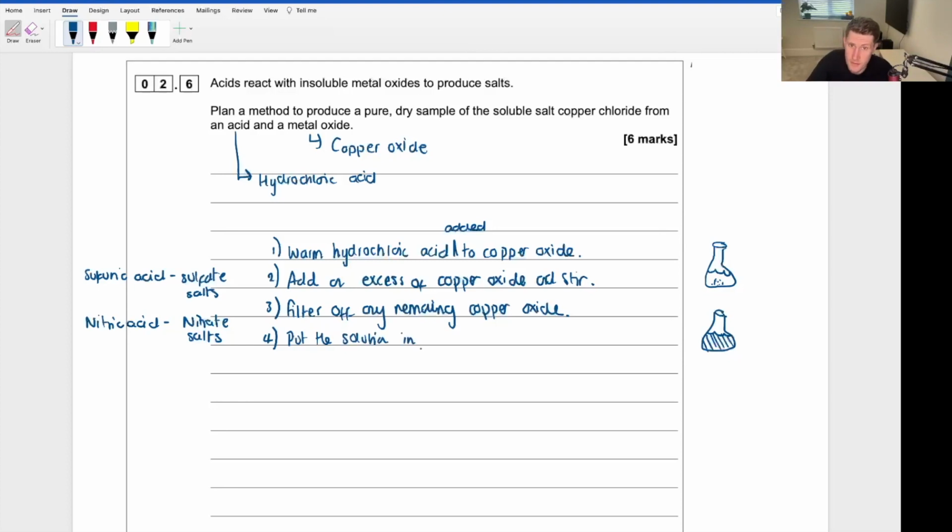And we're going to put that into an evaporating basin. And we're going to heat it, but not to complete dryness. We're only going to heat it so there's a little bit remaining, and heat until almost dry. Then what we're going to do is we're just going to leave it to crystallize.